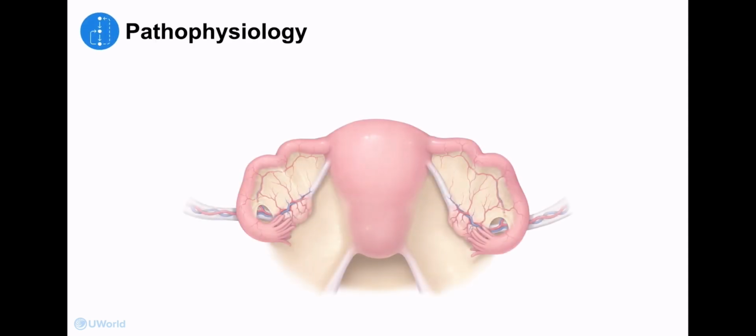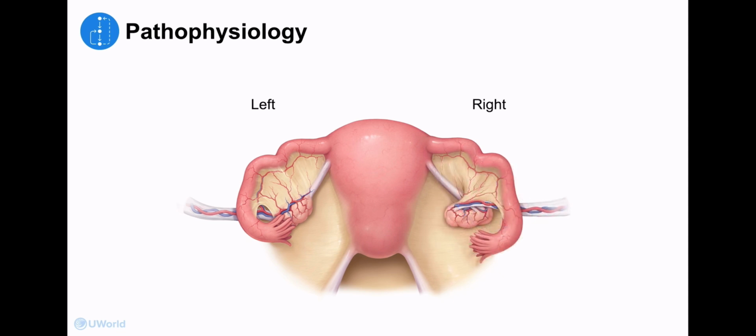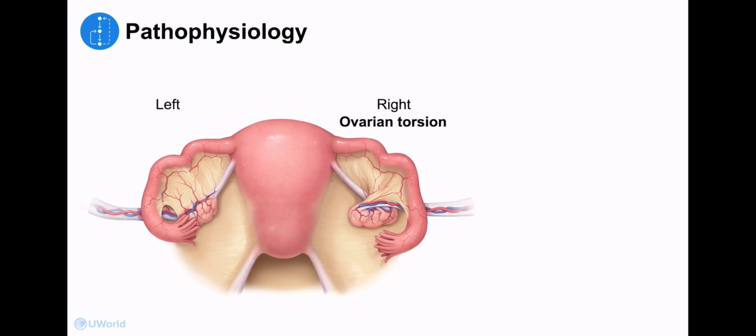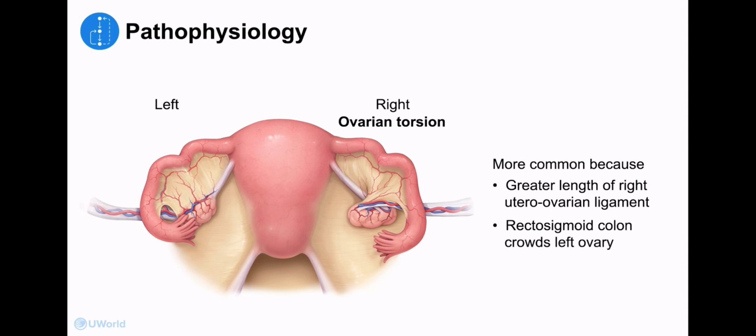The ovary is primarily suspended by two ligaments, the utero-ovarian ligament and the infundibulopelvic ligament. The infundibulopelvic ligament, also known as the suspensory ligament of the ovary, carries the ovarian vessels. Because the ovary is not fixed to its surroundings, the ovary can rotate around and twist its supporting ligaments, known as ovarian torsion. Right-sided torsion is more common due to the greater length of the right utero-ovarian ligament, and because the rectosigmoid colon leaves less room for the adjacent left ovary to move.